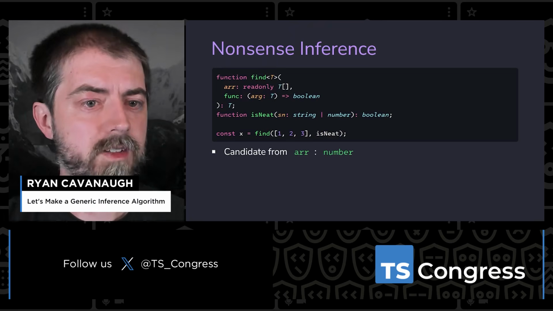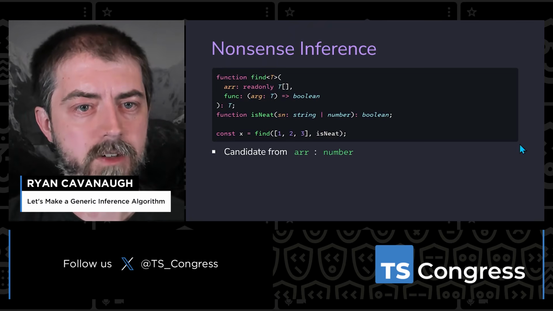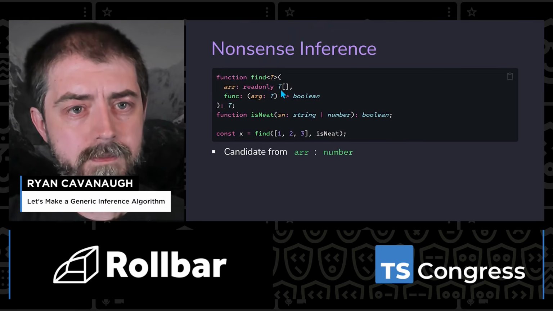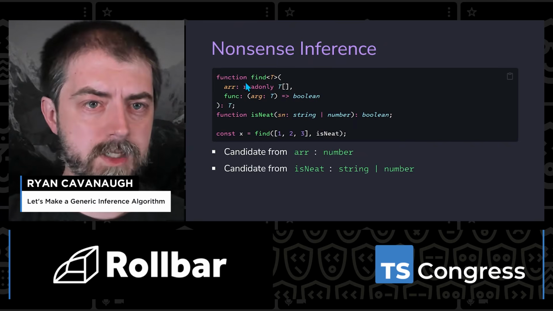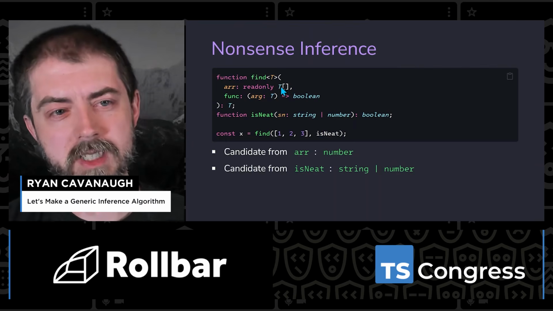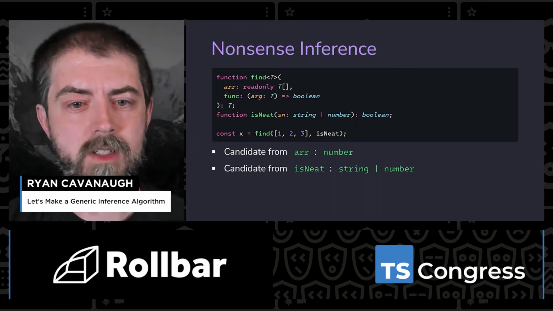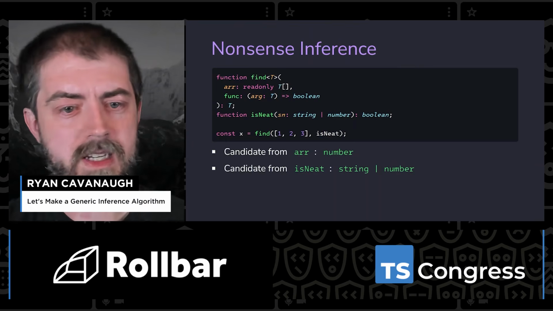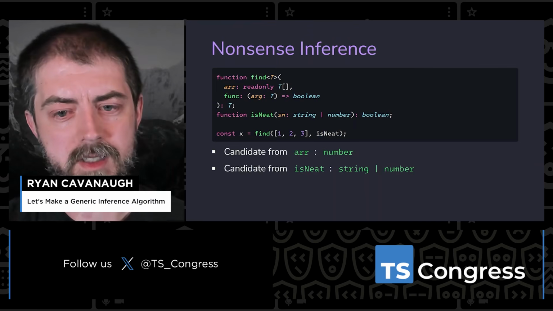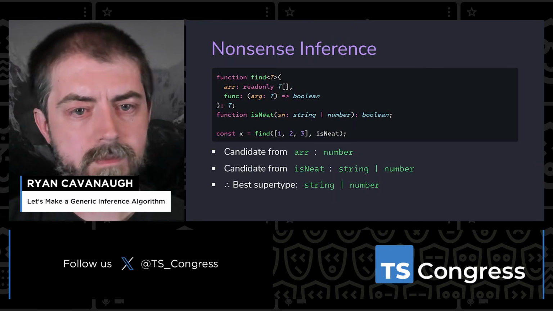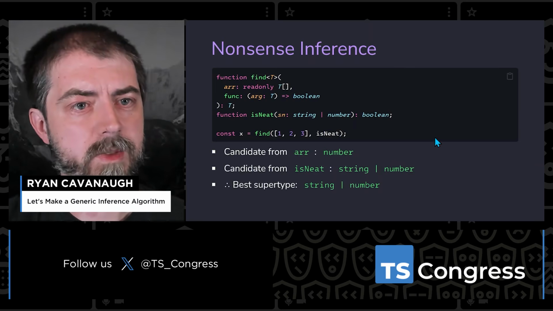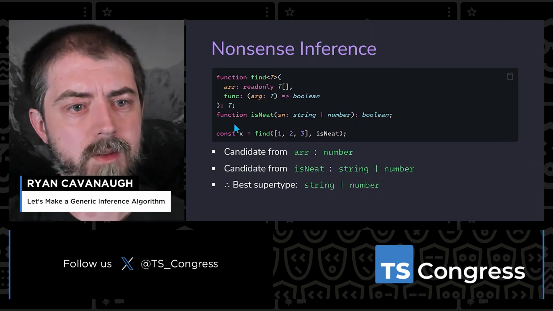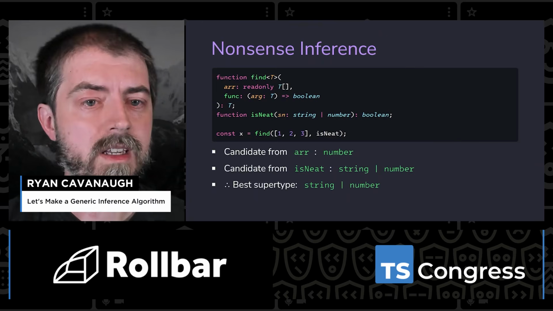Let's do some inference. We pick up a candidate from the array, which is number. We pick up another candidate from isNeat, which is string or number. These both appear one level deep in nesting, so they're of equal priority. So we're going to pick the best common supertype from among them. That's string or number. So that's the value that we get out. We see T is of type string or number, so x is of type string or number.